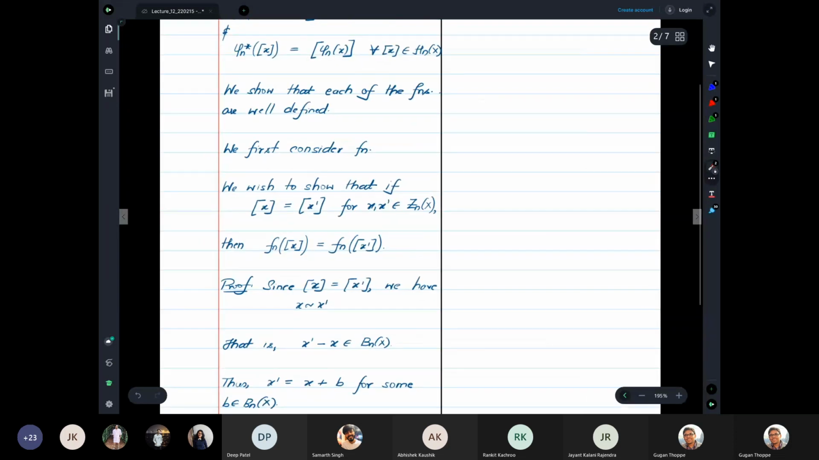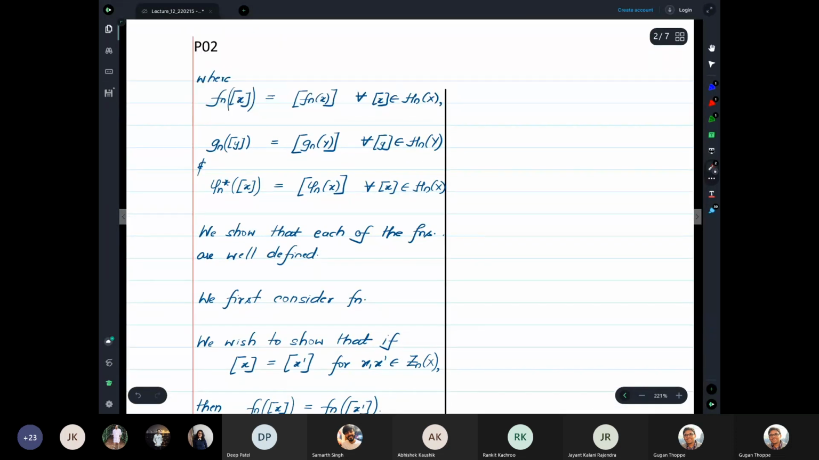Okay, so there is a claim that such a diagram commutes. And now I'm going to define what these different functions are. Okay, so just 1 minute.